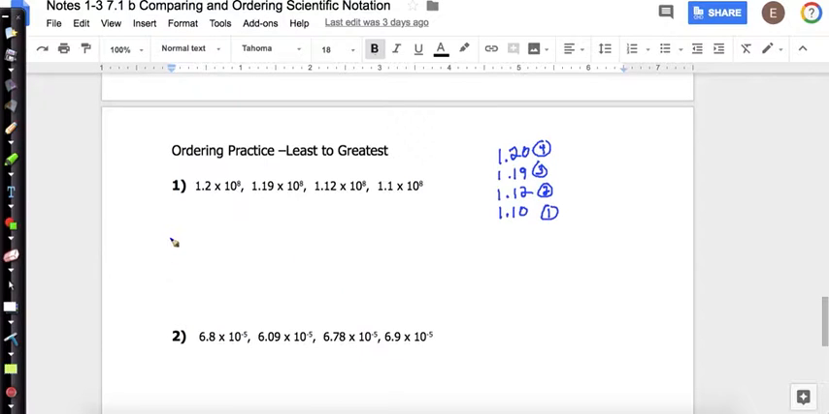So now I'm going to write the correct order here. So 1 and 1/10 times 10 to the 8th, 1 and 12 hundredths times 10 to the 8th, 1 and 19 hundredths times 10 to the 8th, and last 1 and 2/10 times 10 to the 8th.